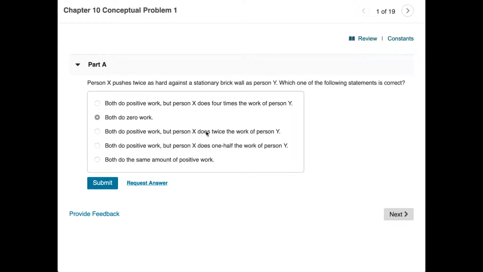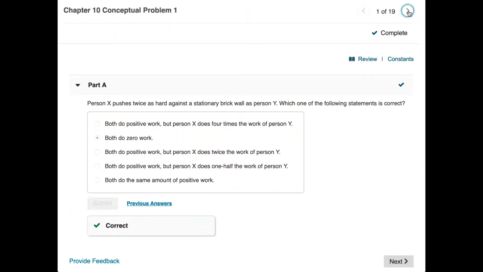I don't have to read any of the other ones, but they're quite absurd. They all say they do work, they do work, they do work, and they do no work, because work is the parallel component of the force multiplied by the displacement. If there's no displacement, then there's no work done.